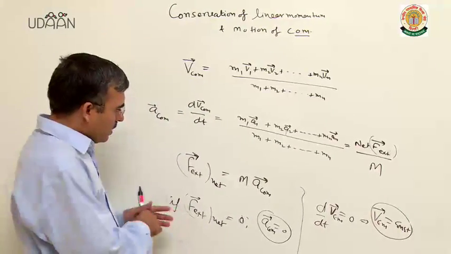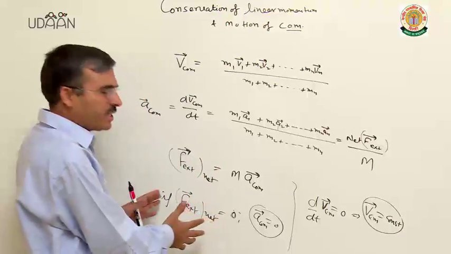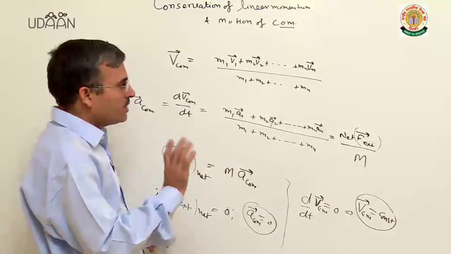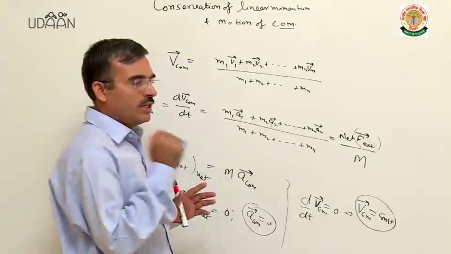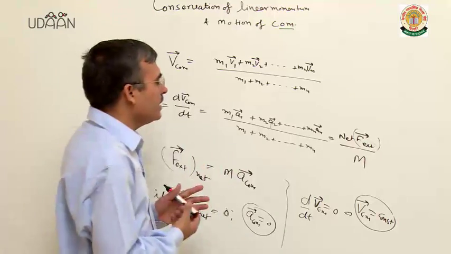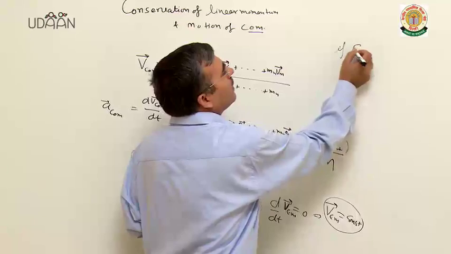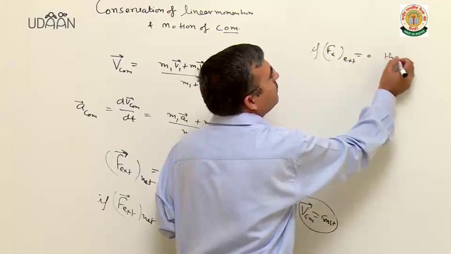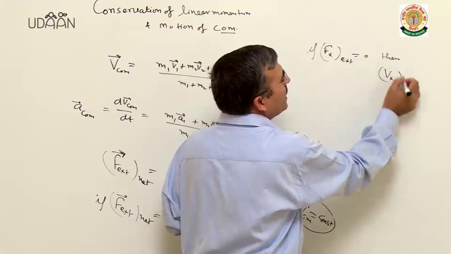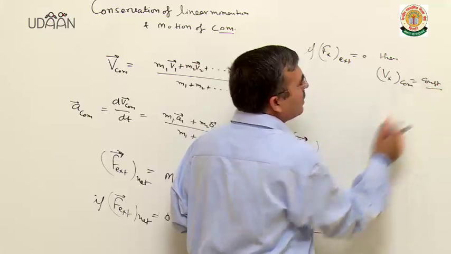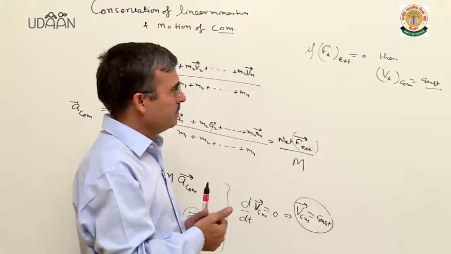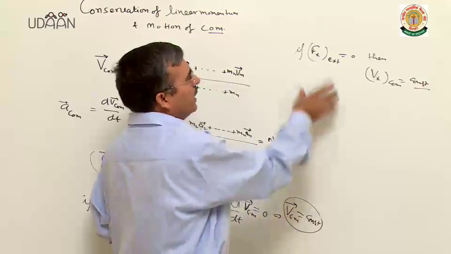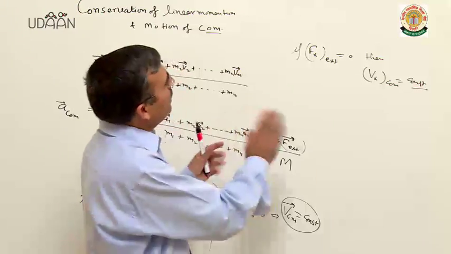By chance, if one component of the external force is 0 and the others are not 0, then in whichever direction the component of the external force is 0, the velocity of the center of mass will remain constant in that direction. For example, if F x external is 0, then the velocity of the center of mass in x direction will be constant. If it is 0 initially, it will remain at rest. Y component can change, z can change. If initially the x component is 0, it will remain 0. Similarly in y and z directions.